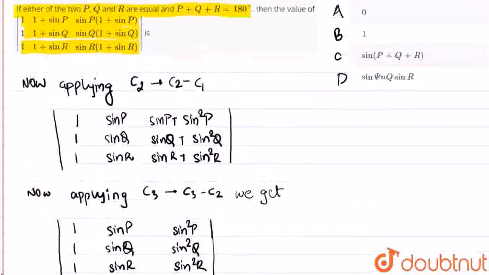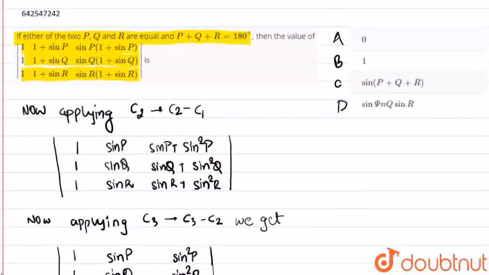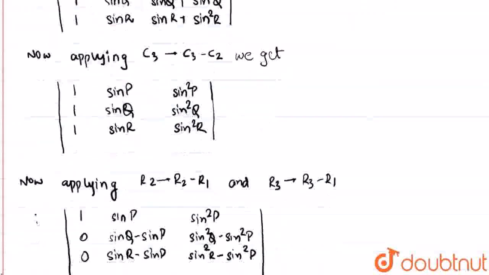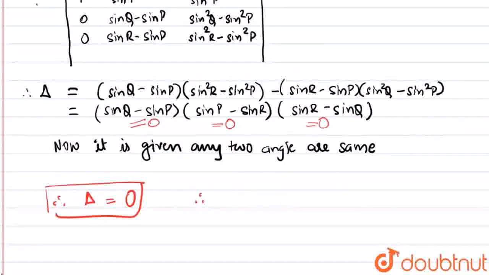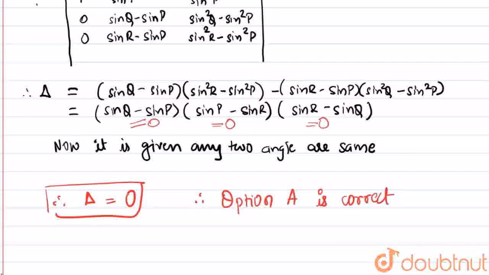So on checking the options, we get option A, that is 0. The value of the determinant we obtain is 0, and the matching option is A. So from our solution, we get option A is the correct answer.